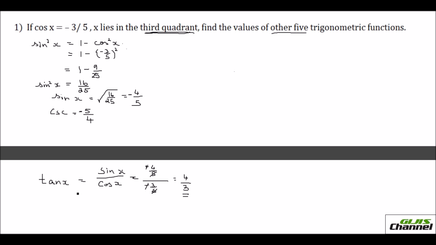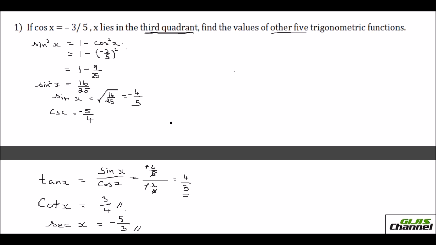Now since you got the tan, you can say what is your cot, right? Your cot x would be the reciprocal of tan, right? So that's 3 over 4, which is also positive. And finally, you will have to write secant x. Secant x is just the reciprocal of cosecant, so that would be minus 5 over 3. Okay, so likewise, I found out all the 5 ratios.